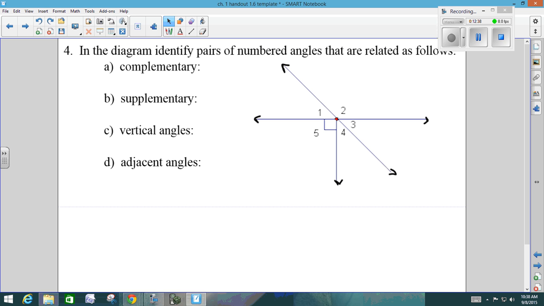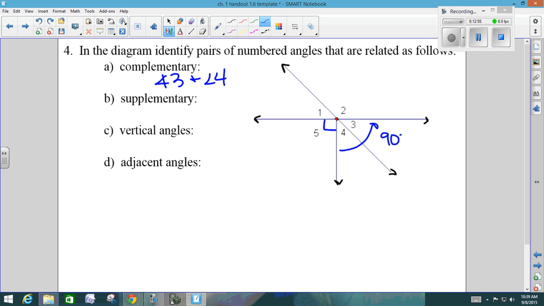Sarah? Good. Angle 3 and angle 4, because we know that angle 5 is 90. And then Tyler, wouldn't the rest of this have to be 90, because together all 3 of those make a straight line? Good. So we would say that angle 3 and angle 4 are complements.